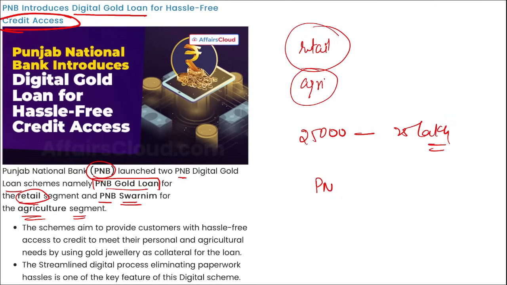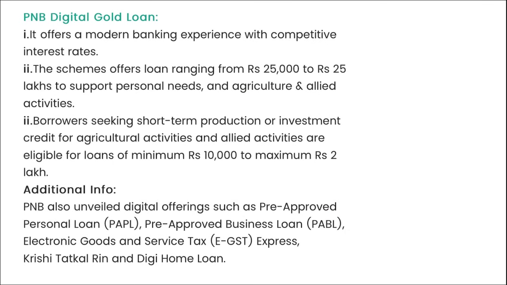Then if we talk about Punjab National Bank, who is the Managing Director and Chief Executive Officer here? Atul Kumar Goyal. Then where is the headquarter? It is in New Delhi. It was established in 1894 and the tagline here is the bank, the name you can bank upon. This is your Punjab National Bank that has launched these two digital gold loan schemes.